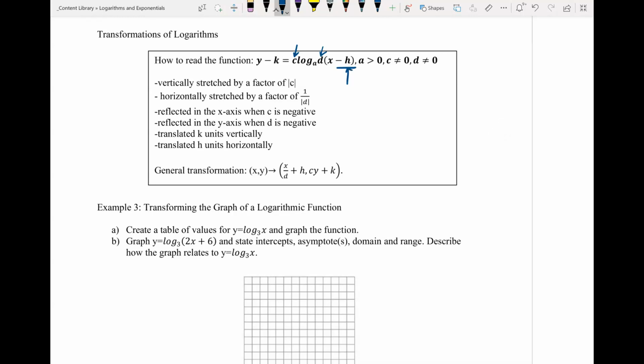For the h, this means we're translating horizontally from left to right. And then this k, we can move this to the other side as well as plus k if you wanted to. So you would rewrite this as c log base a of d(x minus h) plus k. This plus k means that we're translating our graph vertically, so that's up and down. And we could also reflect in the x-axis when c is negative and reflect in the y-axis when d is negative.